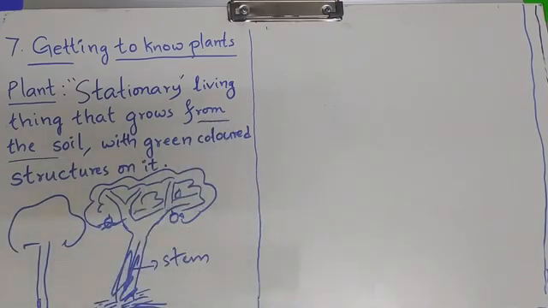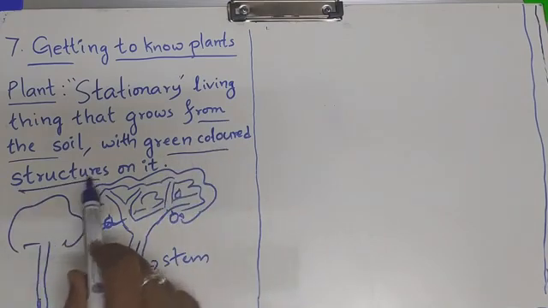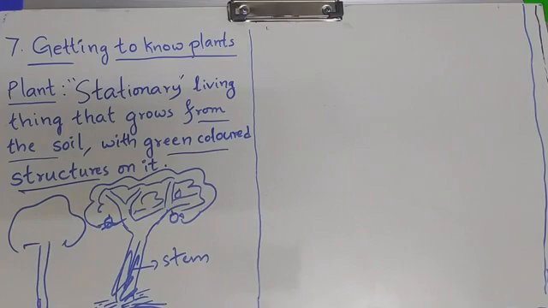And what generally plants have? Green colored structures on them. By looking at the green colored structures on them only, we will be identifying them as plants, right? And what are those green colored structures? Leaves. Okay.